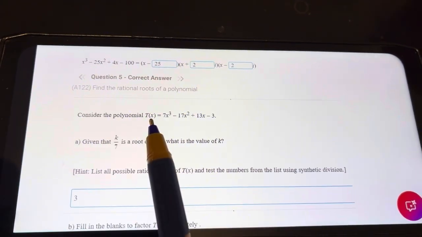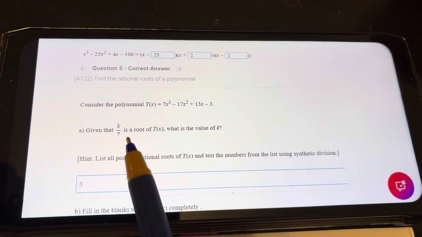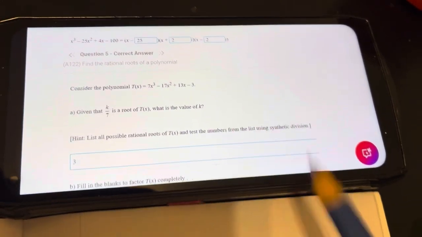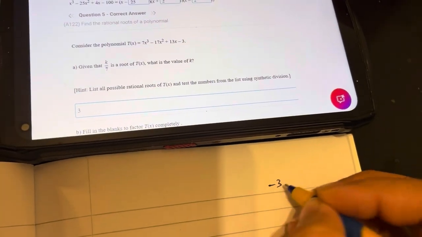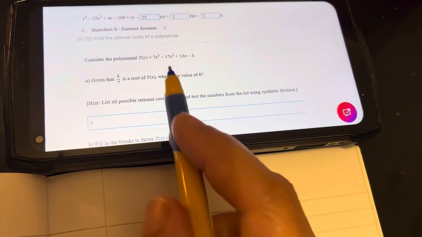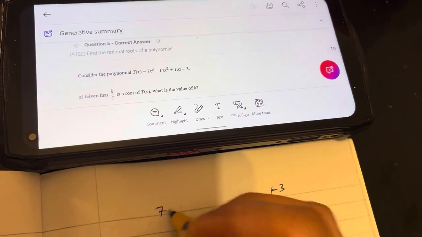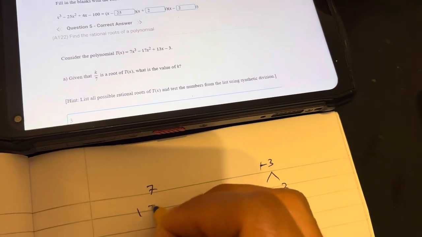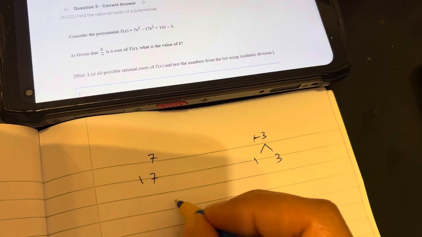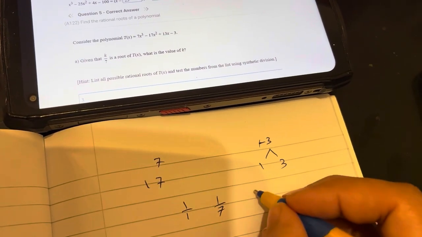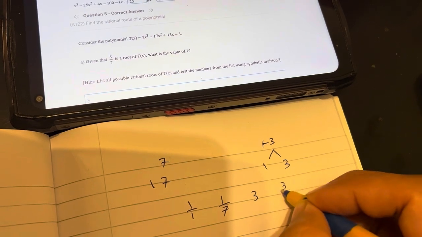Question 5, consider this polynomial. Given that k over 7 is a root, what could be the value of k? I have the constant is minus 3, or I'll put it at 3, because anyway you're taking plus minus, and here it is 7. The factors of 3 are 1 and 3. The factors of 7 are 1 and 7. So your possible roots are 1 over 1, 1 over 7, and 3 over 1, and 3 over 7.